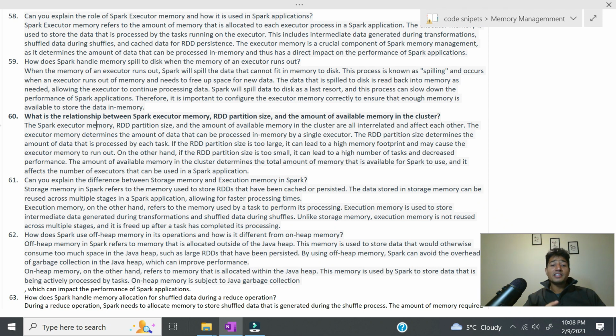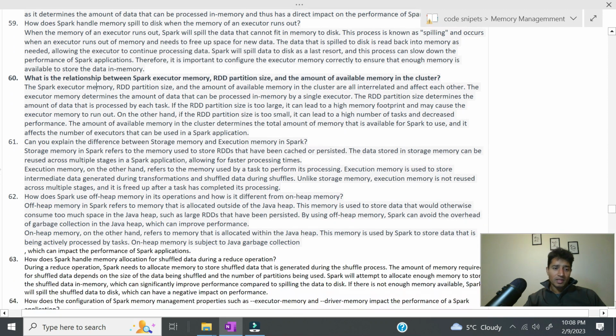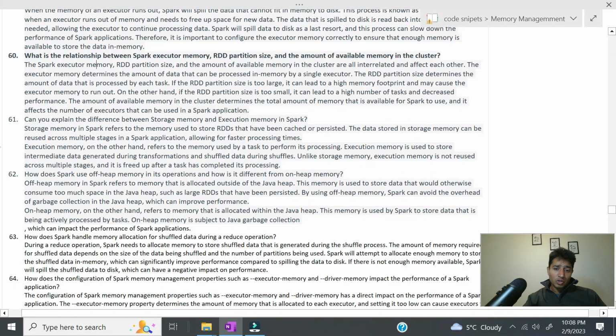Executor memory determines the amount of data that can be processed in memory in a single executor. RDD partition size determines the amount of data that is processed by each task. If RDD partition size is too large, it can lead to high memory footprint and may cause out of memory error, right? On the other hand, if partition size is too small, it can lead to a high number of tasks and decreased performance. The amount of available memory in the cluster determines the total amount of memory available for Spark to use.